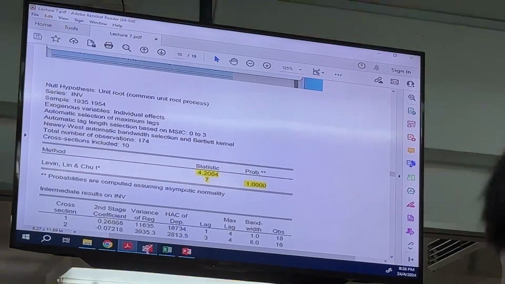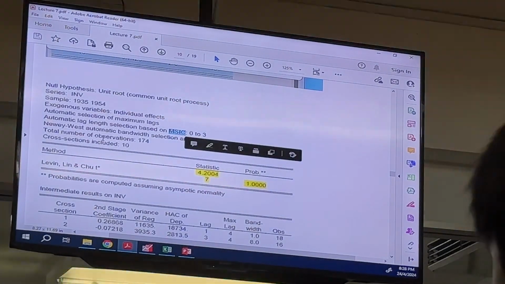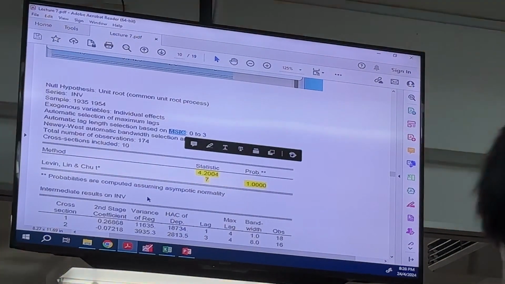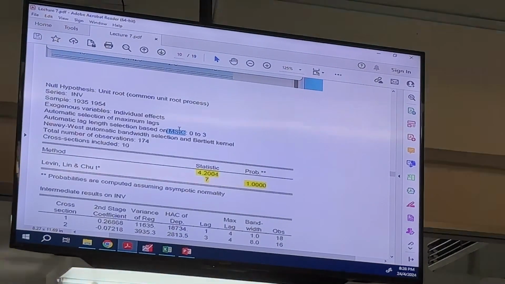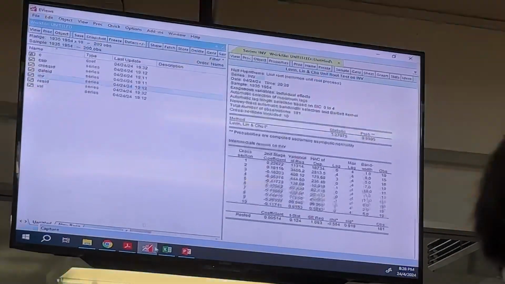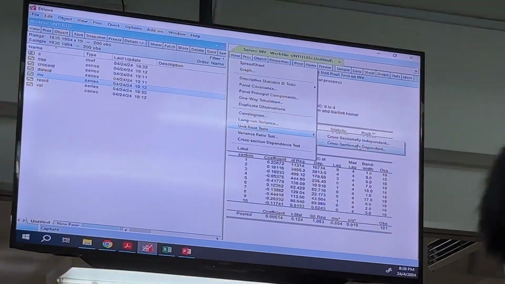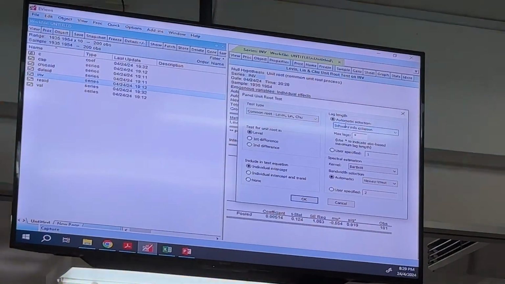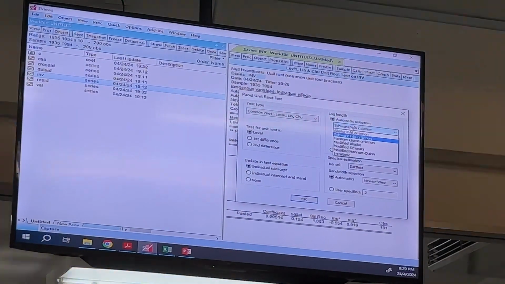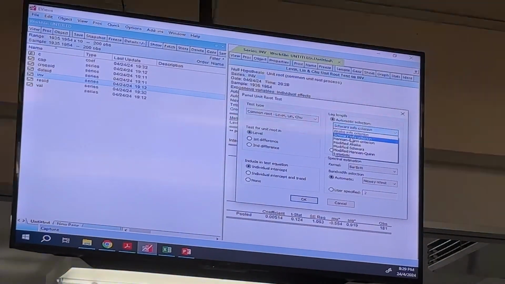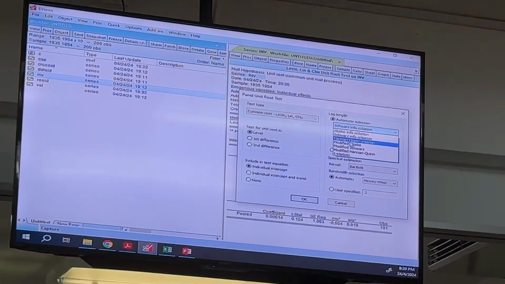The statistic is 3.2024, and this is based on the modified SIC. The lag just now I chose based on the SIC, but there's another criterion called modified. So what is modified? You go to View, Unit Root Test, cross-sectional independence, then automatic selection. Once you scroll down, there's AIC, there's the Schwarz information criterion, there's also Hannan-Quinn, and also a modified version as well.